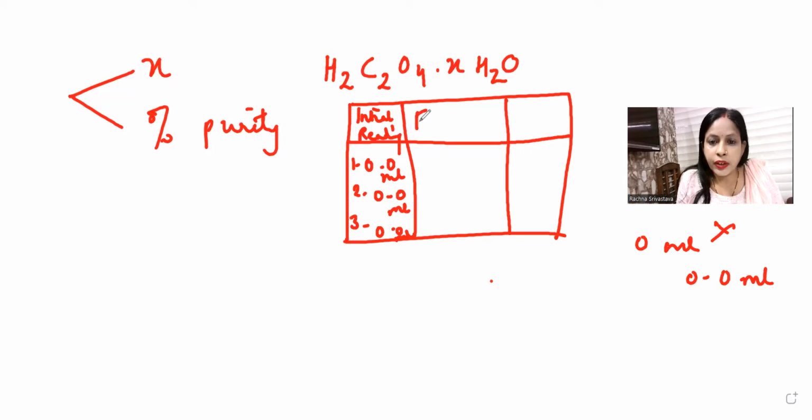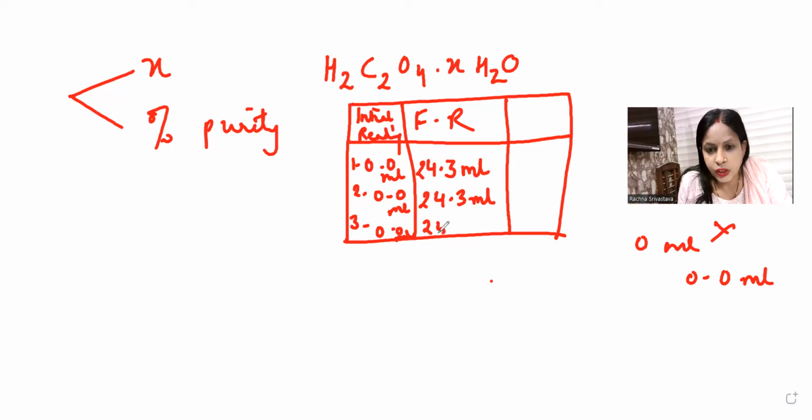Then comes your final reading. In your final reading, they say record two concordant readings. Two concordant means two similar. So suppose I am getting 24.3 ml. Again, unit is very, very important. You have to write the unit. So 24.3, 24.3. Suppose my third reading was different. It is 25.0 ml. Then comes your end point, which is your titer value. The two concordant readings are these, so my titer value will become 24.3 ml.